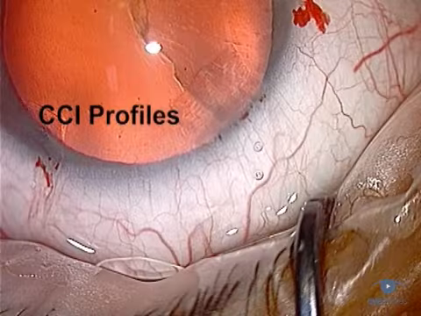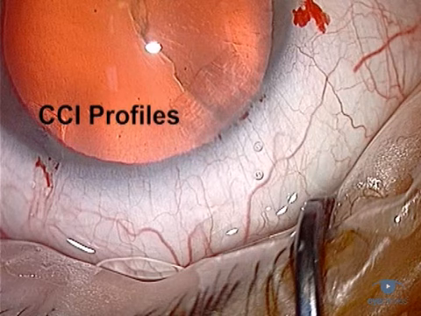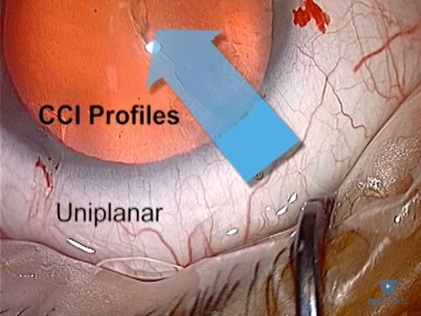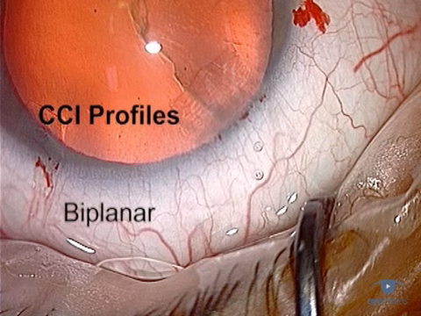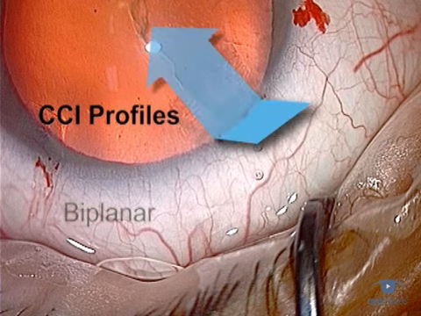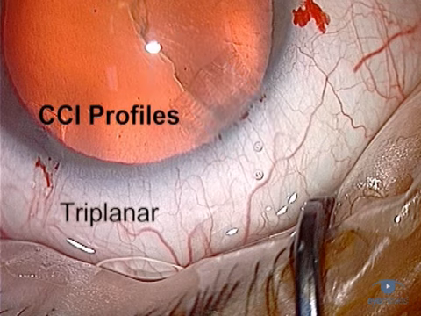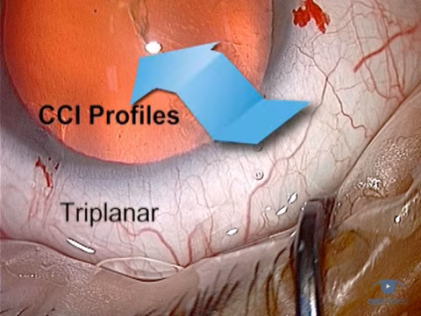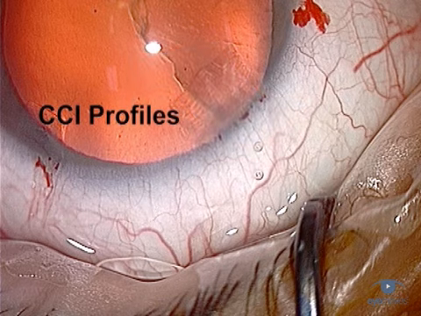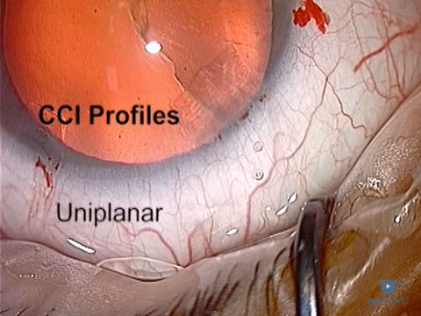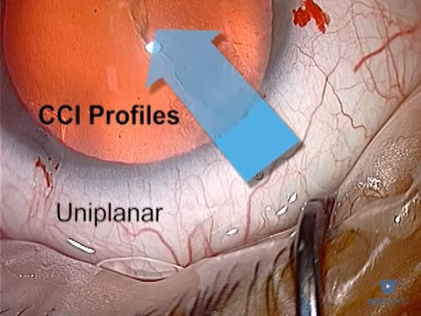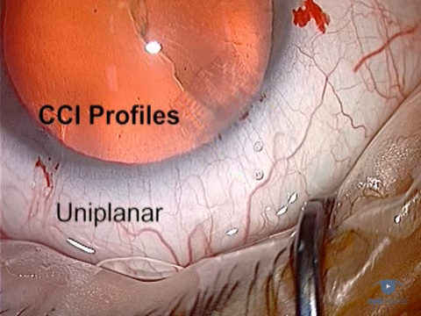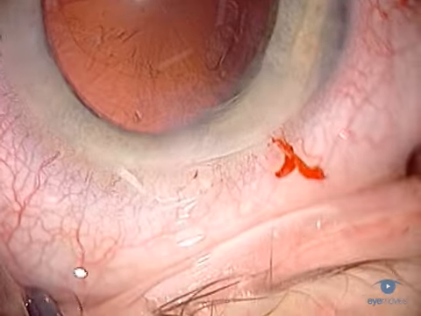The incision itself can be one of three profiles: a uniplanar or stab incision, a biplanar or groove and stab two-step incision, or a triplanar incision with a groove, a tunnel, and an angled entry into the anterior chamber. Although of the three, the uniplanar incision is the simplest and the quickest to construct, it's not particularly the recommended choice for a novice phacosurgeon for the following three reasons.